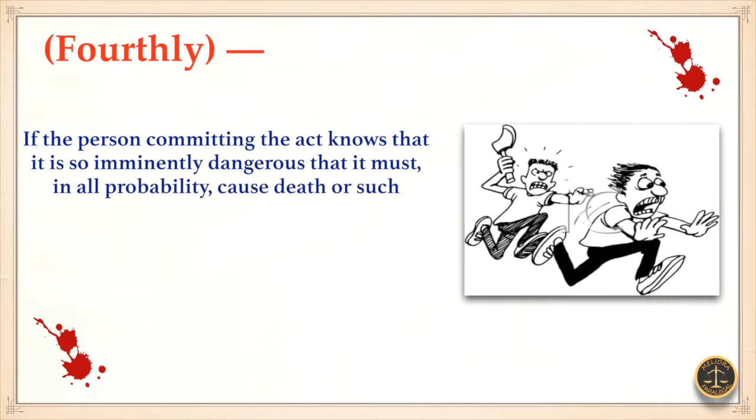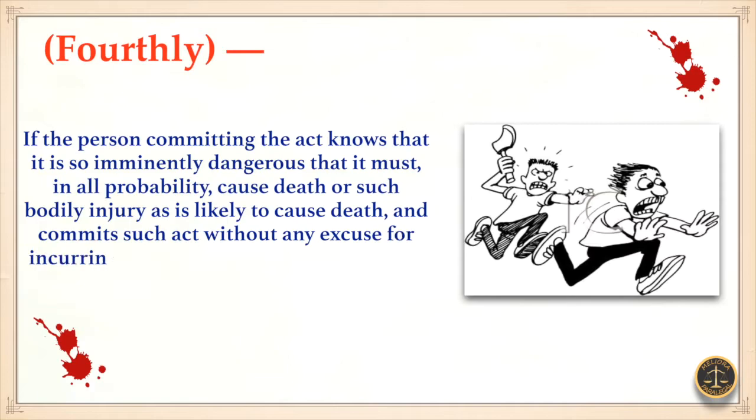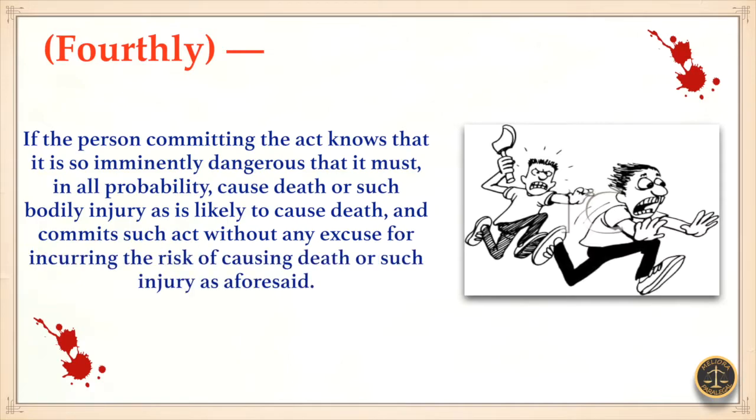or if the person committing the act knows that it is so imminently dangerous that it must, in all probability, cause death or such bodily injury as is likely to cause death, and commits such act without any excuse for incurring the risk of causing death or such injury as aforesaid. So in all these four conditions, murder is defined. Now let's understand it with examples.